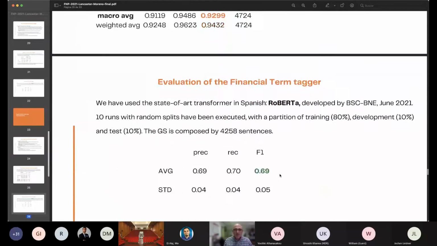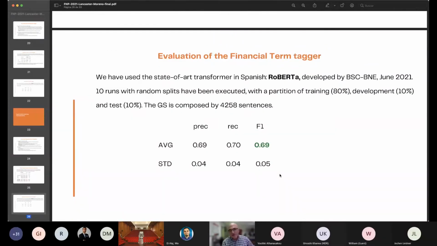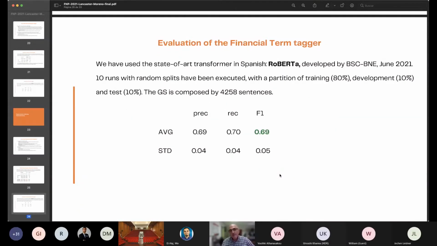When we conducted the proper evaluation with 4,000 sentences annotated with terms, we again used the RoBERTa transformer, 10 runs, and with the partition of 80, 10, and 10. The gold standard is composed of over 4,000 sentences. And we get a not very satisfactory figure, only 69 as an F measure.